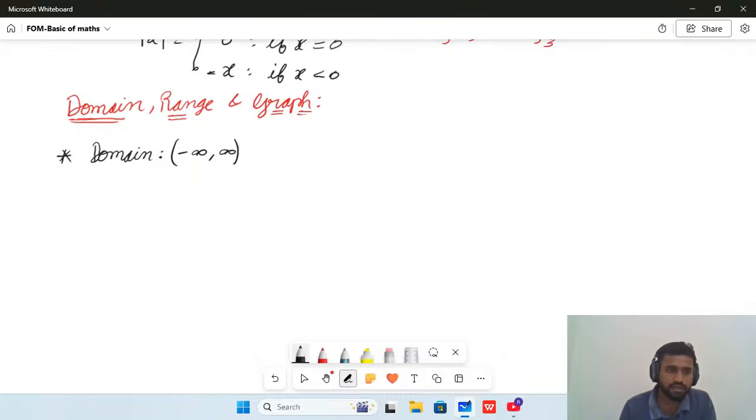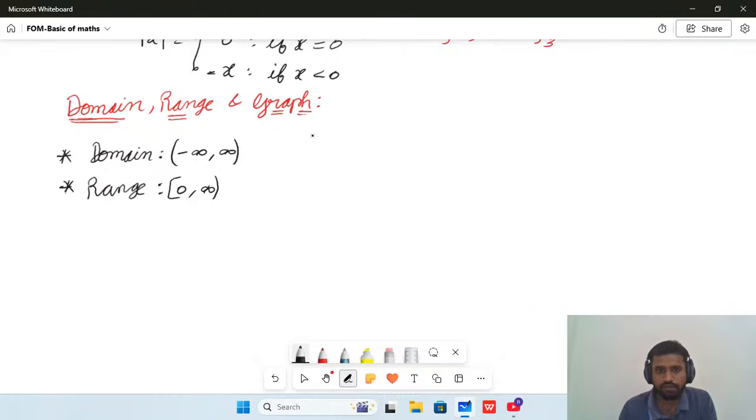And what is the range of this modulus function? Range of this modulus function is only positive real values. All positive real values including 0. So all positive real values including 0 is the range of this modulus function, and domain is from minus infinity to infinity. Any value we can give as input.